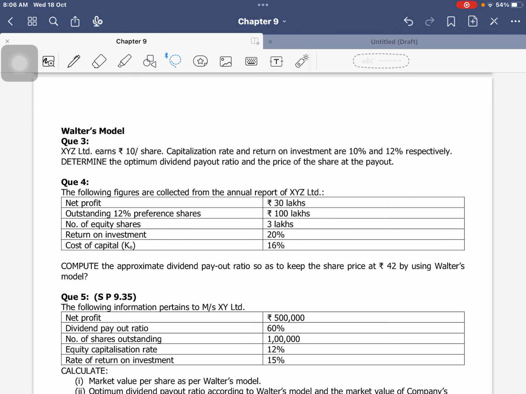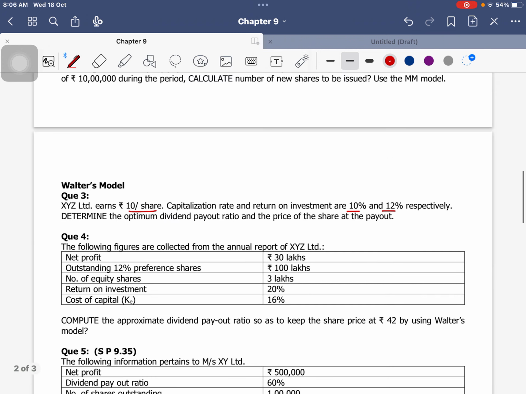XYZ Limited earns rupees 10 per share. The capitalization rate and return on investment are 10% and 12% respectively. Determine the optimum dividend payout ratio and the price of share at that payout ratio. Capitalization rate is nothing but your cost of equity.